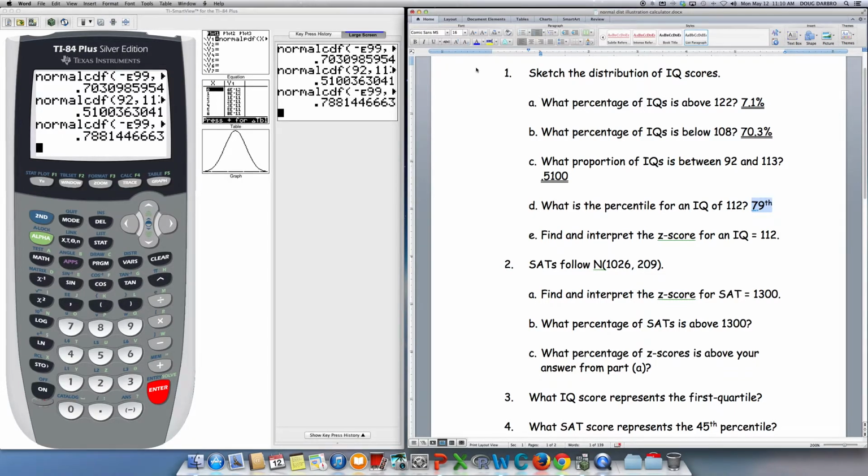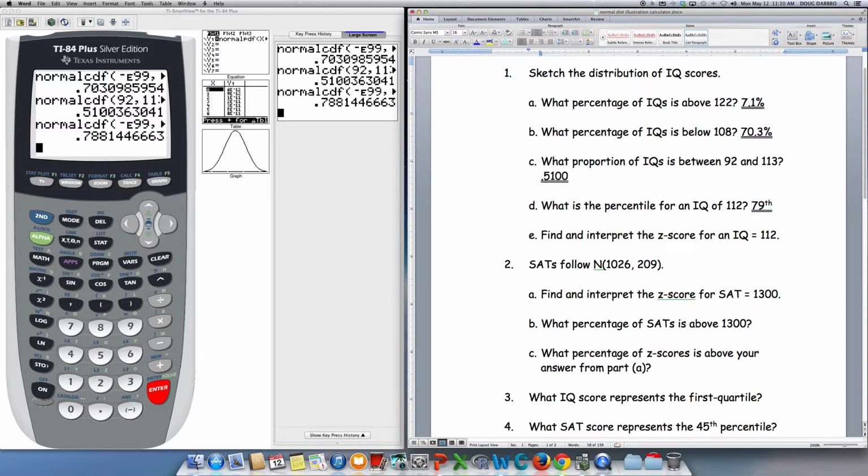Now, the calculations would be the same if we were asked what percentage of IQs is below 112. But in that case, the answer would be presented as 78.8%, where the percentile ranking is to the nearest percent.